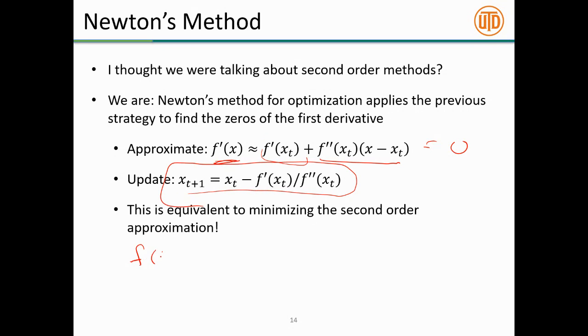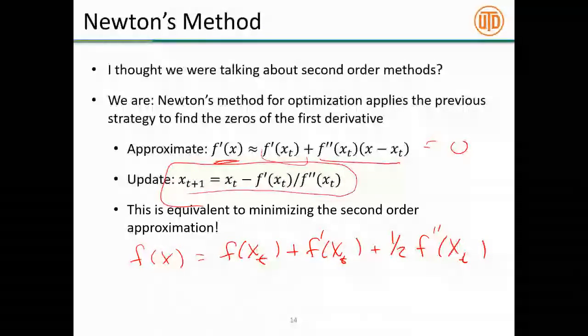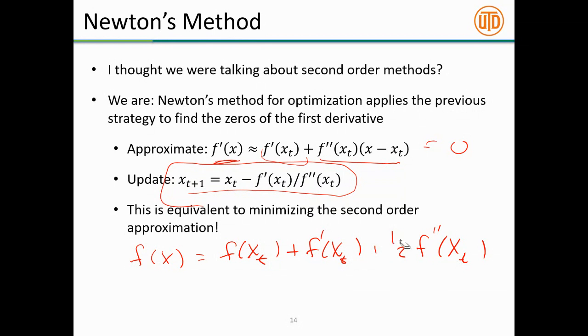The second order approximation of f around the point xt would look something like f of xt plus f prime of xt plus 1/2 times f double prime of xt, the second derivative at that point. So this is the second order Taylor series expansion. If we wanted to minimize this function, this is a quadratic function. Oops, I forgot the most important part with the x's. Those are just the constants. It's f prime of xt times x minus xt plus 1/2 f double prime of xt times x minus xt squared. Now it looks like a quadratic function of x.